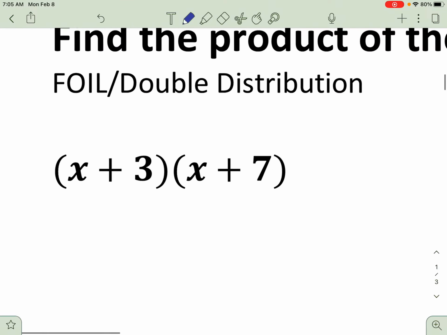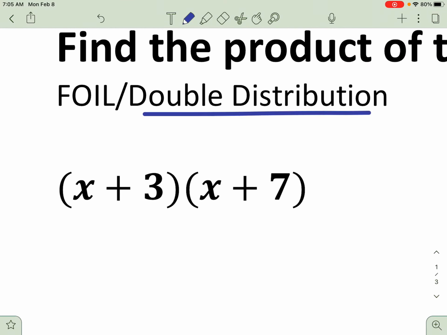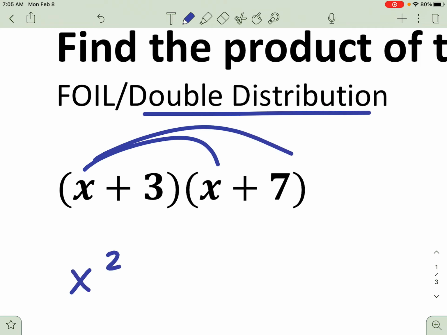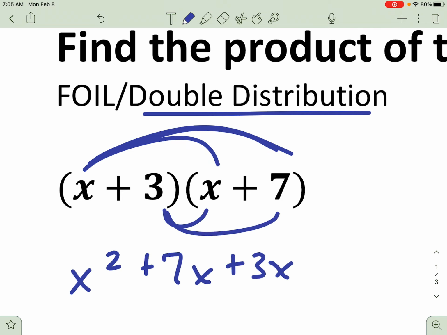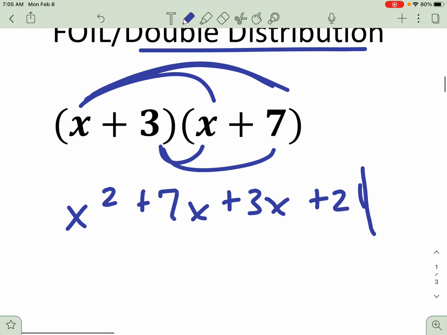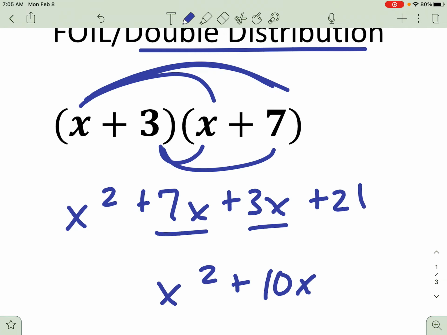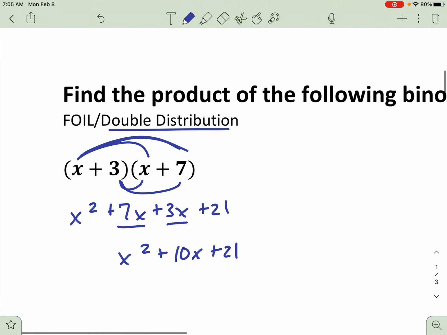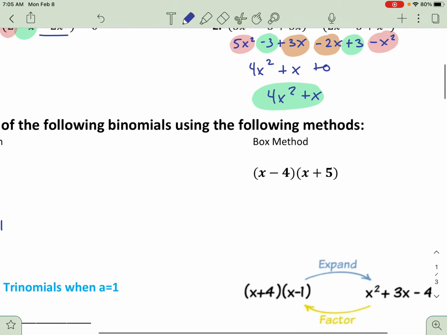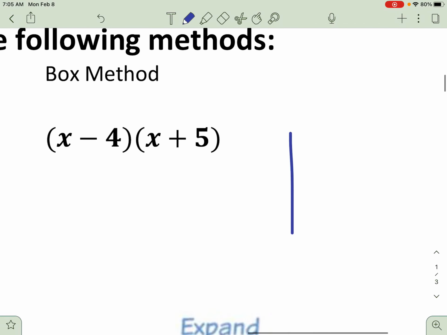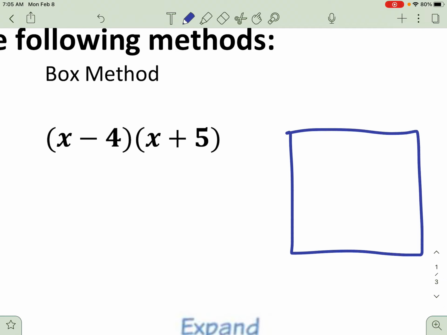Okay. All right, so what we're going to do is, again, this is what we did last week. And just as a review, we want to use the FOIL or double distribution method. So distribute the x to both. X times x is x squared. X times 7 is 7x. Then on the inside, we have a 3x, and on the outside, we have 3 times 7 is 21. So, when you combine like terms, you get x squared plus 10x plus 21, and there's our trinomial. And that's how you multiply.